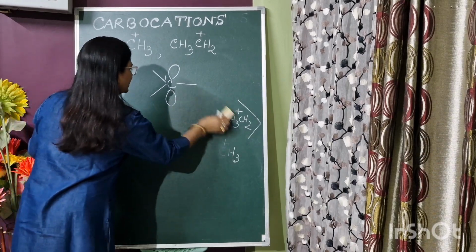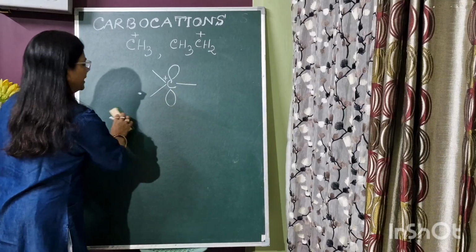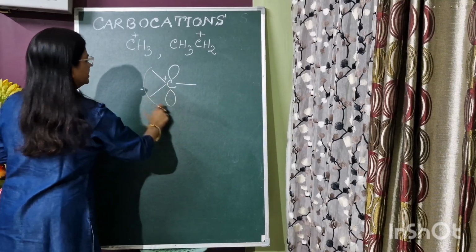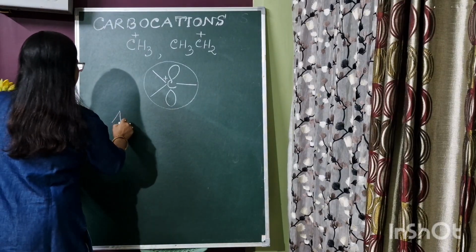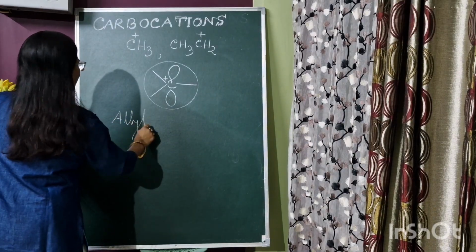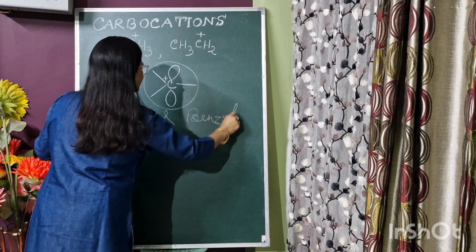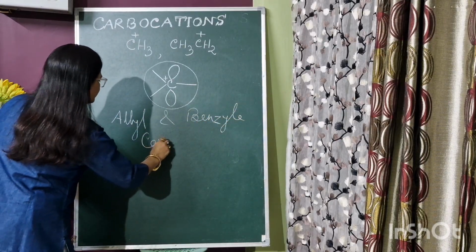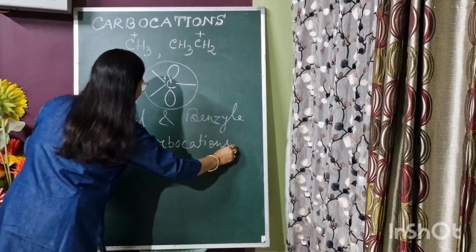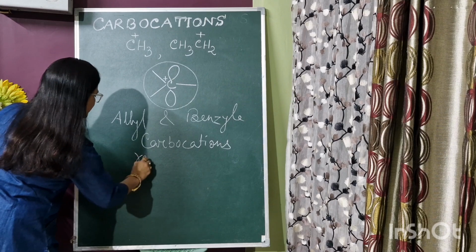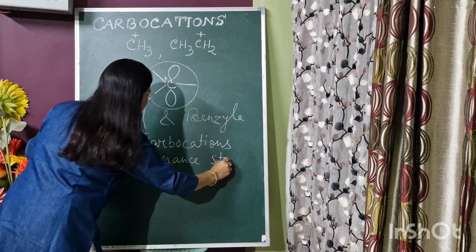Again, you should know one thing, that the structure of the carbocation is flat. Here, this is the flat structure. The allyl and benzyl carbocations are resonance stabilized.